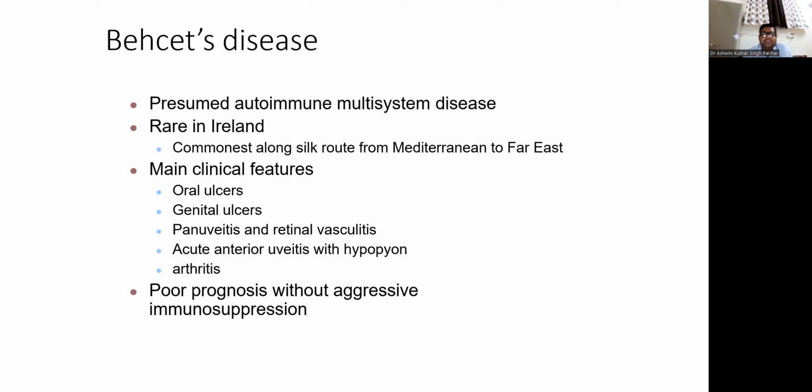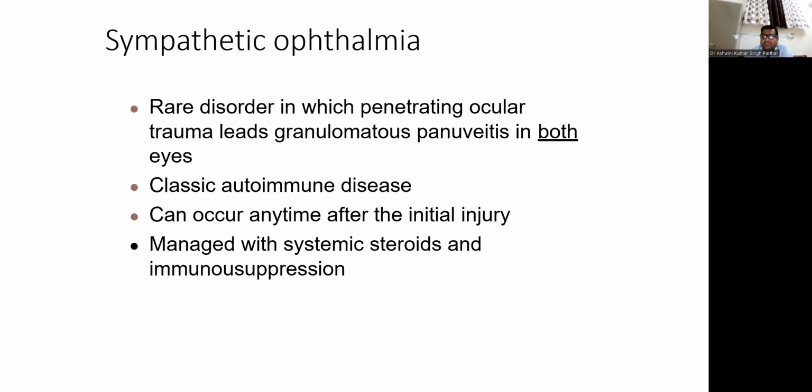Behcet's disease is presumed to be an autoimmune multisystem disorder. It's more common in the Mediterranean areas, and the patient will present with orogenital ulcers with joint involvement. In the eyes, the patient will have panuveitis, and should be managed with aggressive immunosuppression with or without steroid. But the prognosis with Behcet's is bad. As I have mentioned, Fuchs has a good prognosis with not much complications, but Behcet's has a poor prognosis.